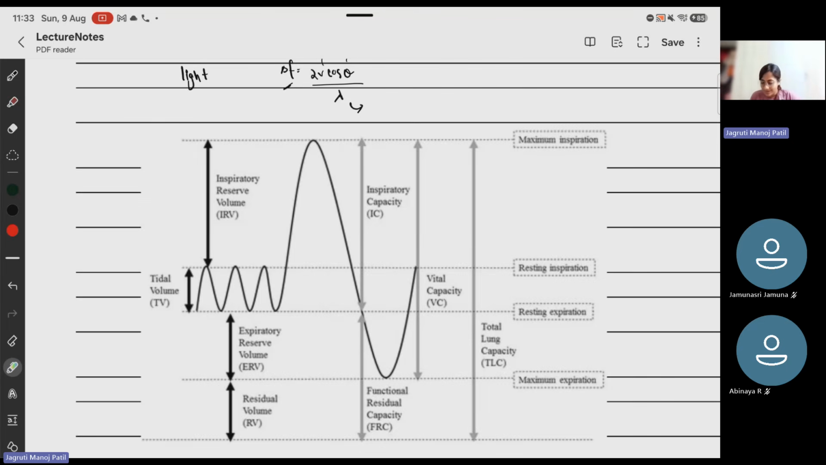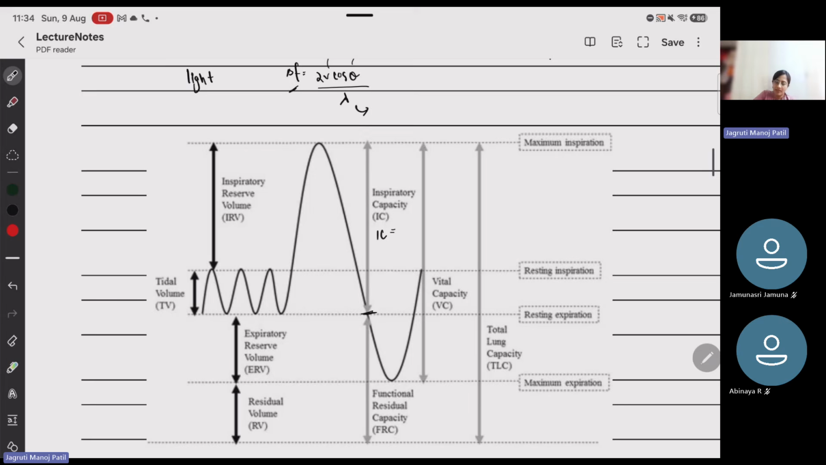Then you have different lung capacities. First is your inspiratory capacity. Inspiratory capacity is the amount of air that can be inhaled after a normal exhale, right? It starts from this point, notice that particular point of interest. If you look at this particular curve, everything is relatively easy to understand. Your inspiratory capacity is tidal volume plus your inspiratory reserve volume, so it's the combination of both of them.